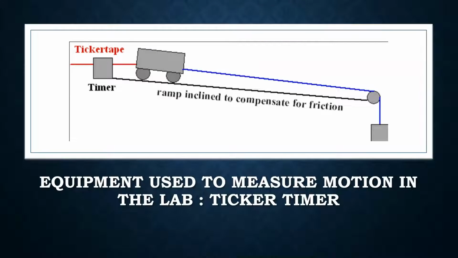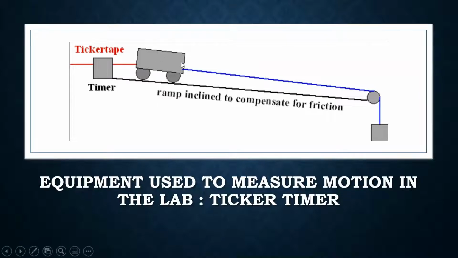First one, our ticker timer. What you can see here, we have our timer, and through the timer we have some paper. It's a bit like a tape measure, but it's a plain piece of paper, and it runs through the middle of the timer. In the timer there's a little piece of graphite that bobs up and down and hits spots onto the paper.